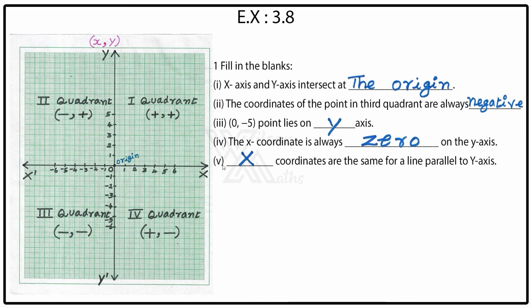The fifth one, dash coordinates are the same for a line parallel to the y-axis. This is the y-axis. Suppose you take one line, here the last one, here if you make one line, this is parallel to the y-axis. The x coordinate, x distance, how much? In all the places, 6 only you will get. Therefore, x coordinates are the same for a line parallel to the y-axis.